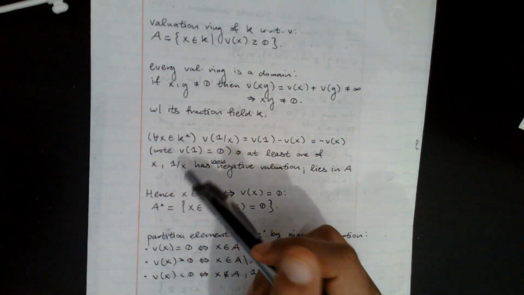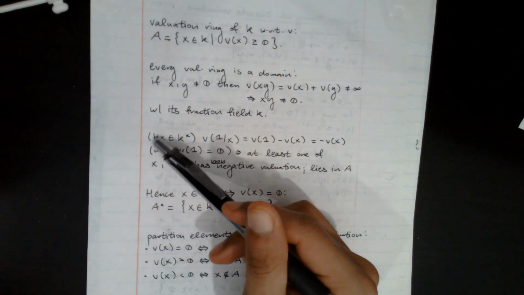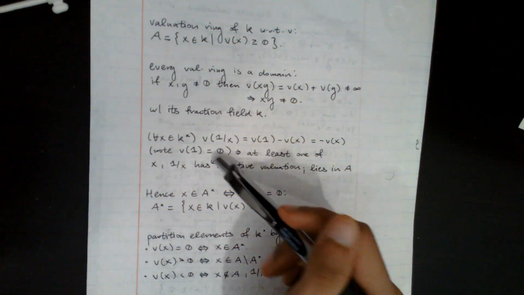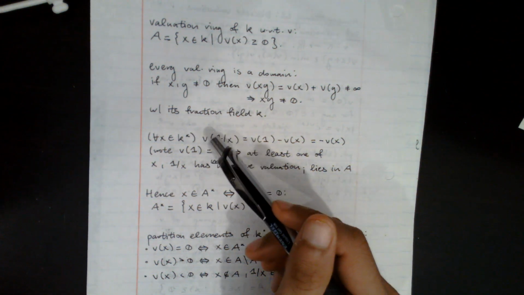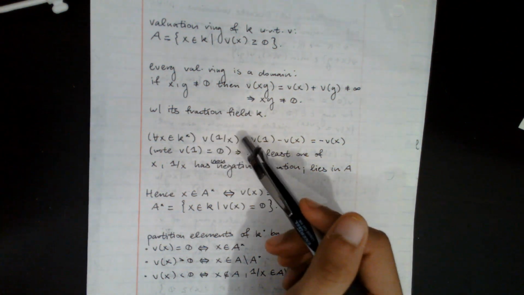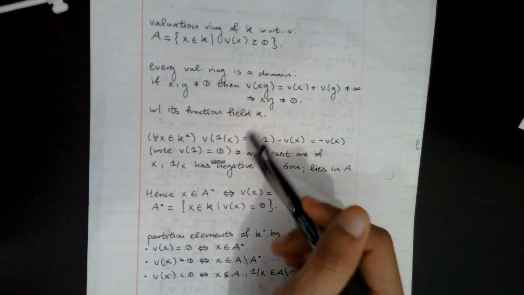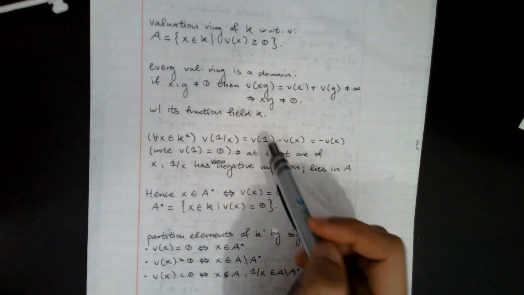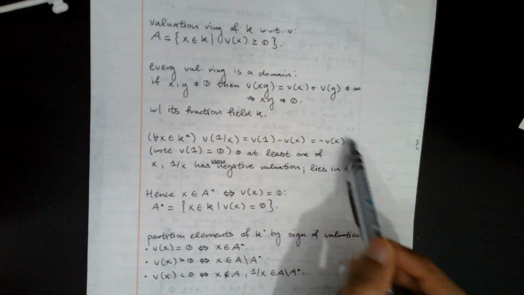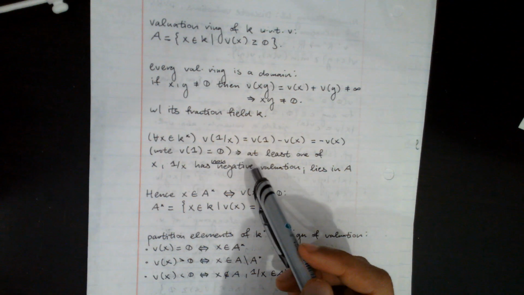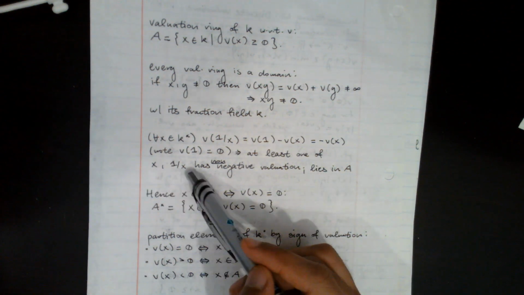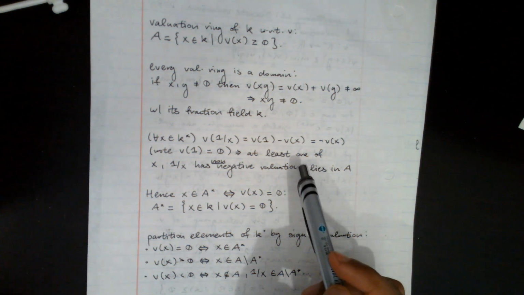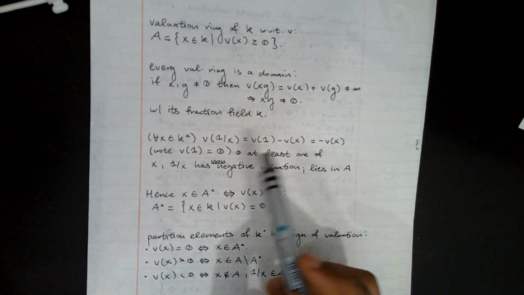So now we look at, for any element x that's non-zero, or equivalently in the multiplicative group of the field, v of 1 over x, so the multiplicative inverse, is equal to v of 1 minus v of x. We quickly note that v of 1 equals 0. This can be checked immediately. So this is just 0 minus v of x, which equals negative v of x. Hence, at least one of x or its multiplicative inverse has non-negative valuation, equivalently lies in A.